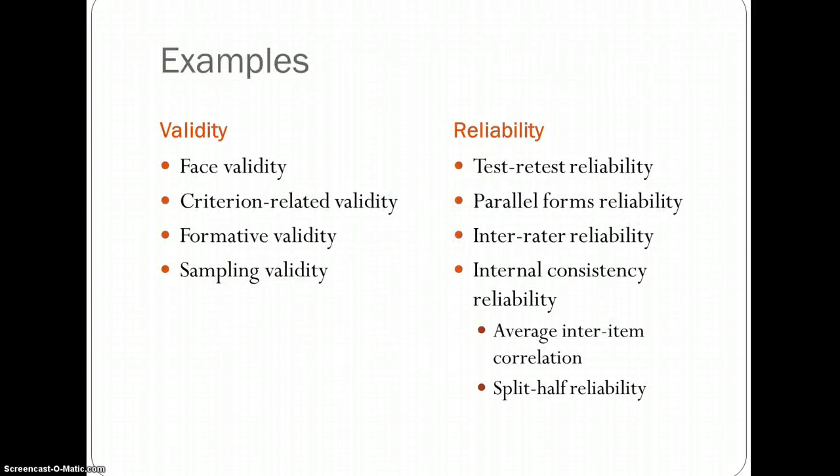Examples of ways to assess the validity and reliability in quantitative research include face validity, criterion-related validity, formative validity, and sampling validity. You may test reliability through test-retest, parallel forms, inter-rater reliability, and internal consistency reliability through average inter-item correlation and split-half reliability.